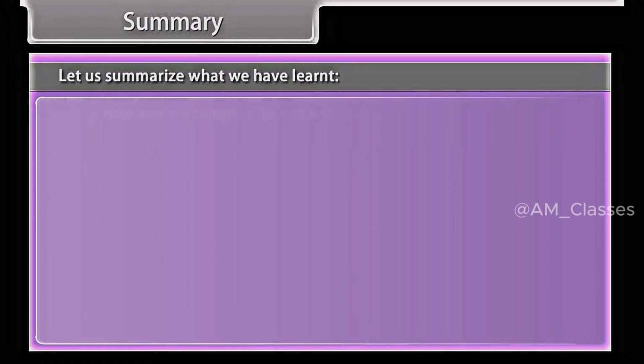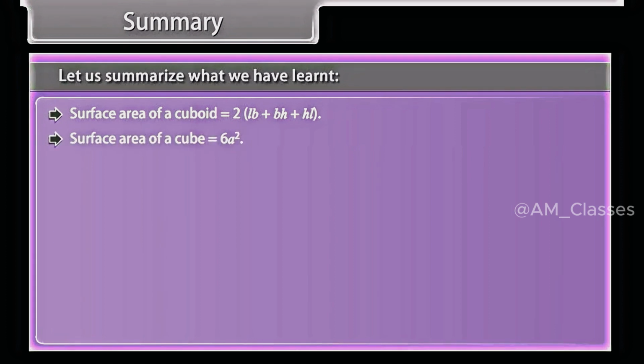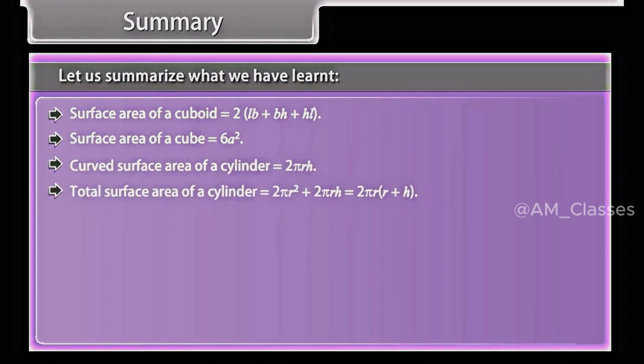Summary. Let us summarize what we have learned. Surface area of a cuboid is equal to 2(LB + BH + HL). Surface area of a cube is equal to 6a². Curved surface area of a cylinder is equal to 2πrh. Total surface area of a cylinder is equal to 2πr² + 2πrh, which is equal to 2πr(r + h).